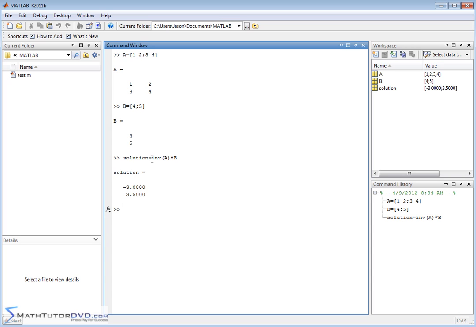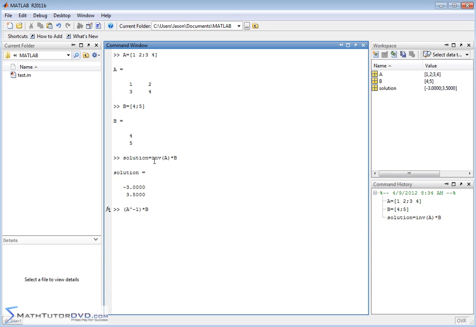So this is one technique to do it. You could do inverse, parentheses, matrix A, multiply times B. There are many ways to write this. You could also say A raised to the negative 1 power times B. This accomplishes the same thing. I'm just showing you two different ways.